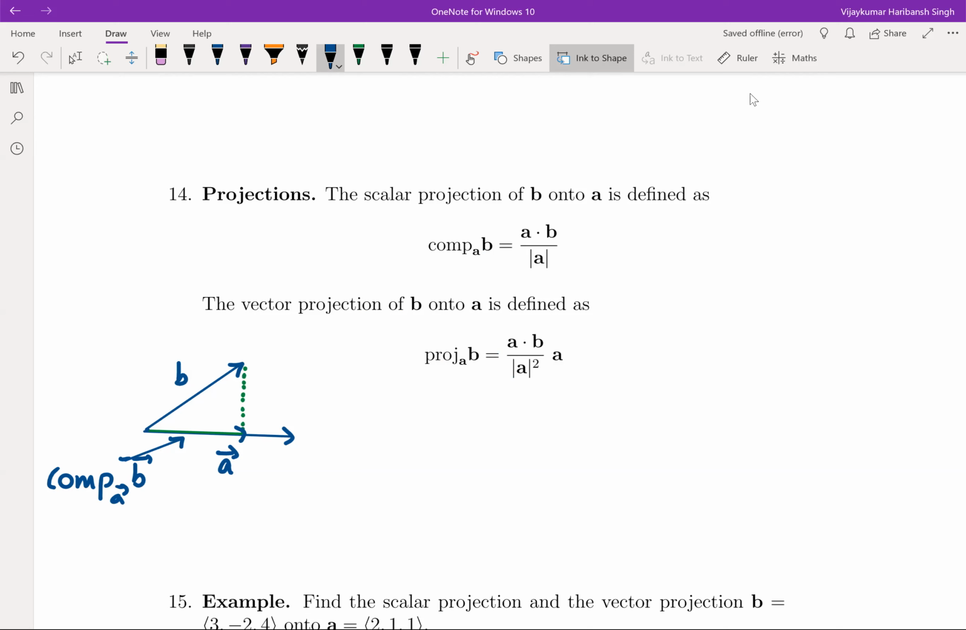So let's find out, how do we go about it? We have the following. So we want to find out what is the projection here.